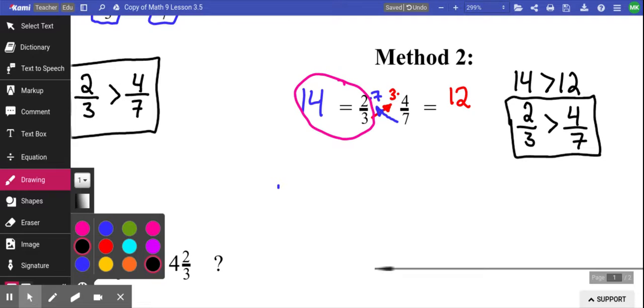Either method works. Method 2 doesn't give me that good of an understanding, right? I just have these two numbers. One of them is bigger. That's all I know. The other one gives me an understanding of what the equivalent is and then how much bigger it really is. So it's probably a little better for comparing more than two things. Method 2 is only really good for comparing two things.